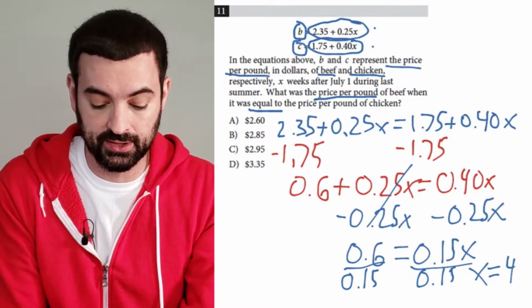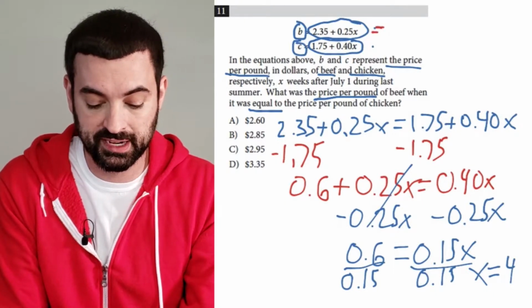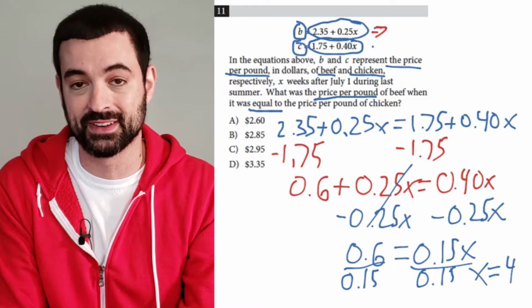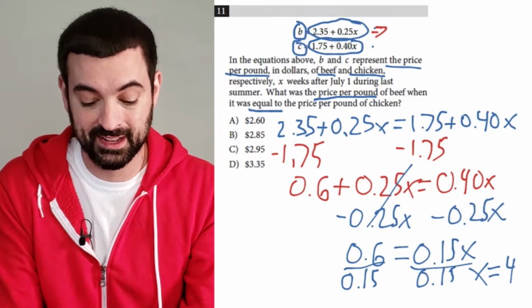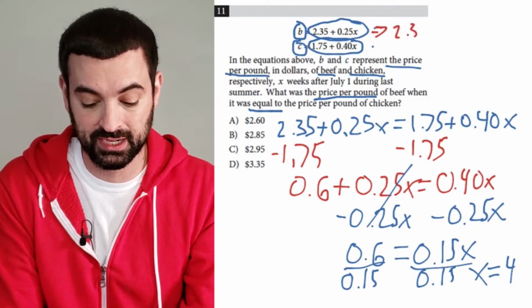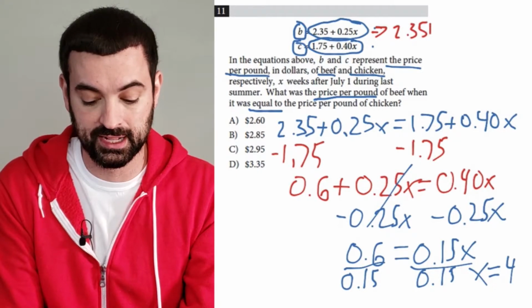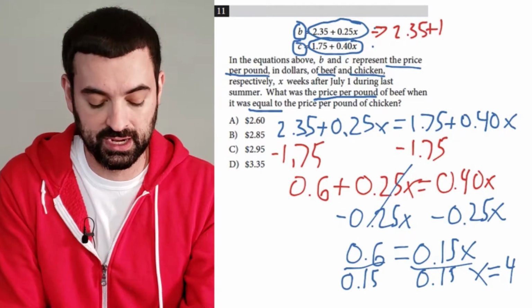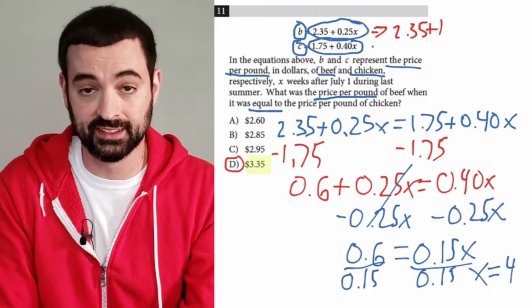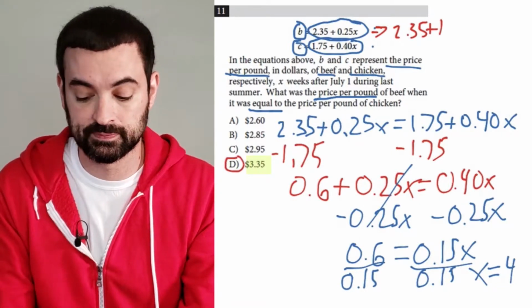I'm going to put it into this top equation because I know that 0.25 times 4 equals 1. So this is 2.35 plus 1, which is 3.35, and D is your answer.